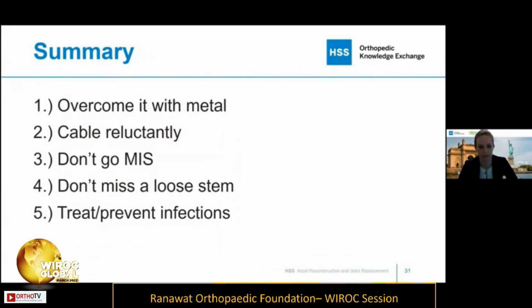So you can see this patient did well. So in summary, overcome it with metal. I think using cables when you fix these should be done very reluctantly. Whenever you can get screws around a stem, you should. I make a big incision and don't go minimally invasive. I try not to miss a loose stem because that can be really catastrophic, and treat and prevent infections whenever possible.